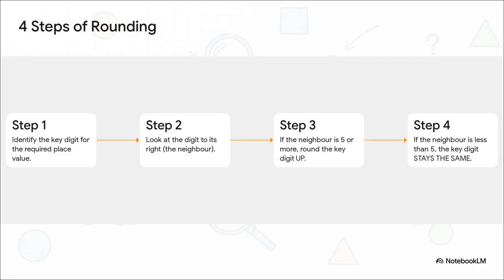First, you find your key digit. That's the one in the place value the question's asking about. Second, you just look at the digit right next to it, its neighbor. Now step 3 is the big decision. If that neighbor is 5 or more, your key digit gets rounded up. And step 4, if the neighbor is 4 or less, your key digit just stays the same. That's it. It's a rule that works every single time.